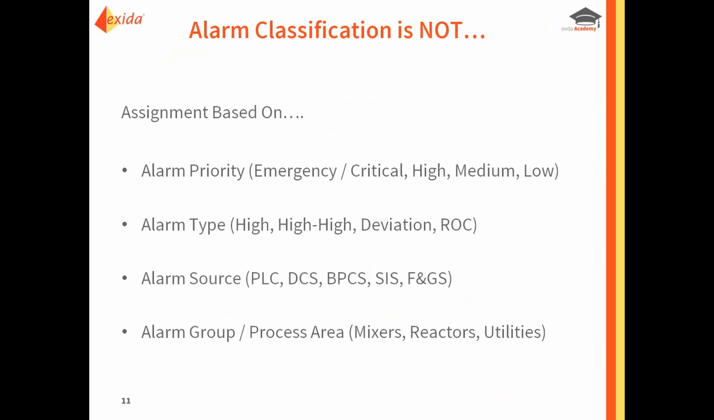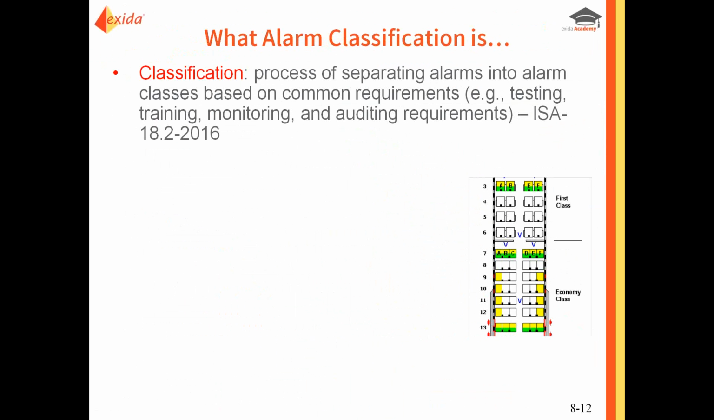used as an indicator of what group the alarm is part of, or process area. So it could be part of equipment like mixers or reactors or utilities. That's useful information for grouping purposes, but that's very different from what alarm class or classification is for. So now let's talk about what alarm classification actually is, now that we know what it isn't.